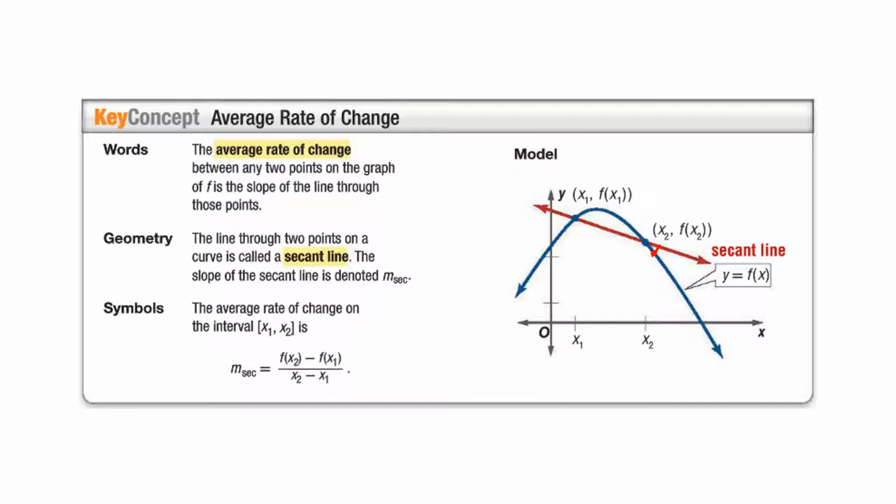But this is the secant line. It touches the curve in 2 places. Okay? You used to know the secant line touched a circle in 2 places. Well, now we're just using secant as touching our curve in 2 places. And a circle is really a curve. Okay, and so then the average rate of change is this slope formula. And if you think about this, this is the same as y2 minus y1 over x2 minus x1. The function values are the y values.